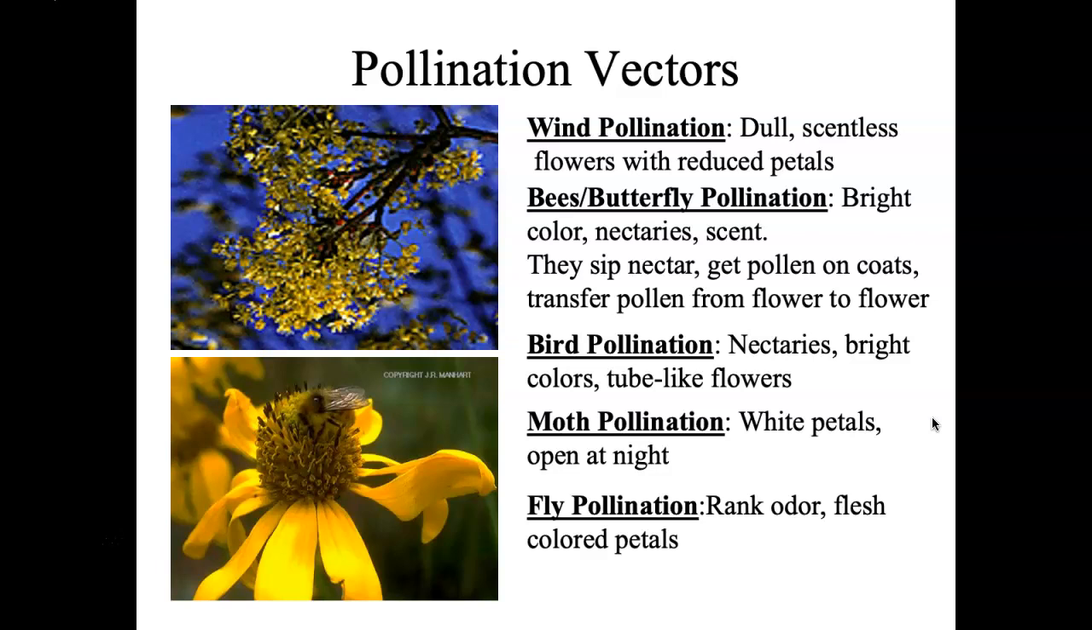Fly pollination. So flies like to help pollinate plants that smell horrible. So there are plants that smell like rotting flesh, and flies are attracted to that. So there are certain flowers that put out that smell to attract them so that the flies will pick up their pollen and carry it to other plants to pollinate.